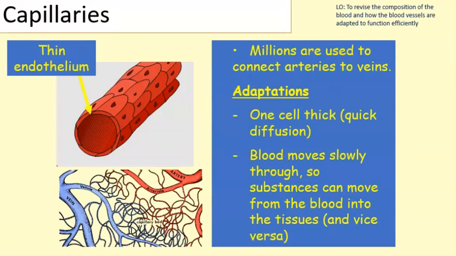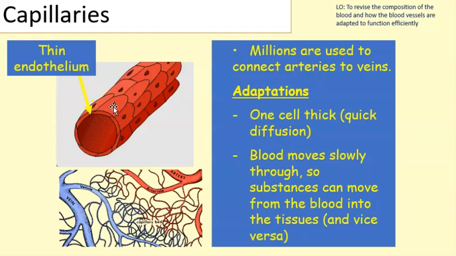Okay, the third and last vessel we're going to talk about today are capillaries. There are millions of capillaries within our body, and they are used to connect arteries and veins. So between the arteries and the veins, we've got this huge network of capillaries, which are absolutely tiny little blood vessels. They are only 1 cell thick. If you look at this diagram here, this represents one cell, this represents one cell. And as you can see, the wall of the capillary is one cell thick.